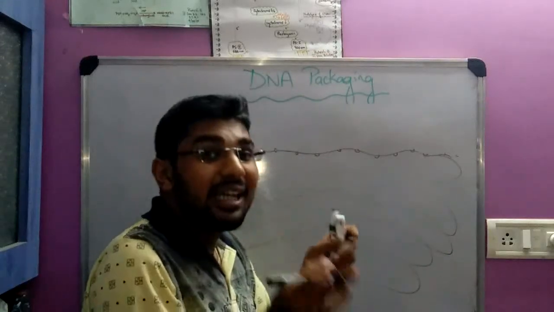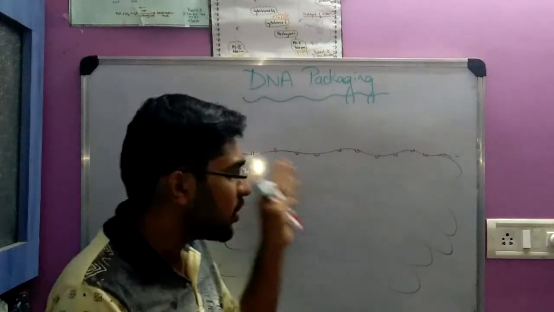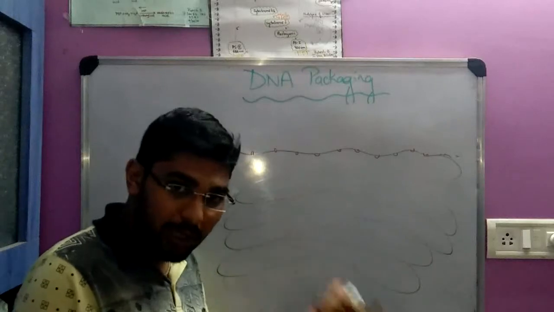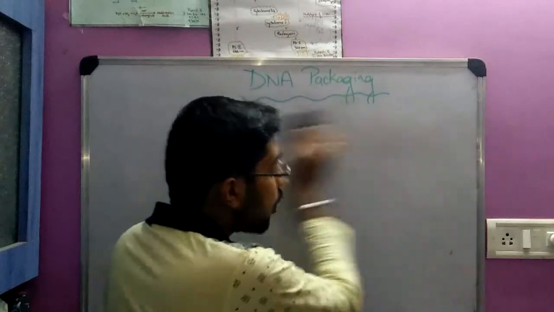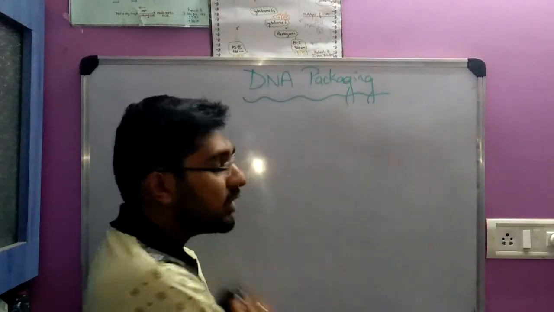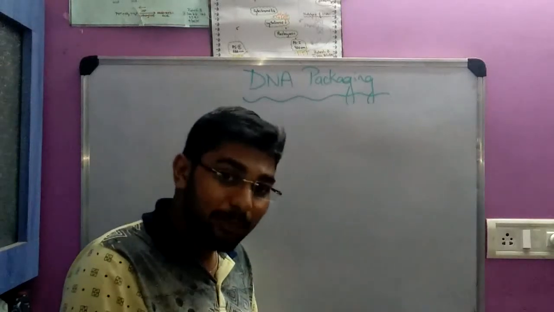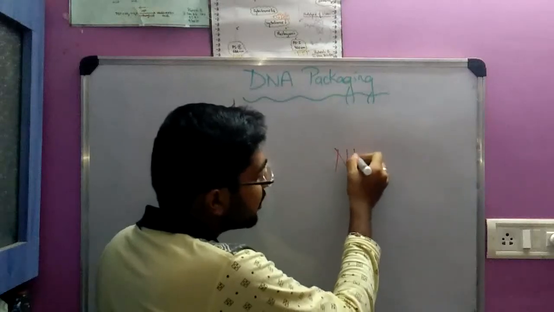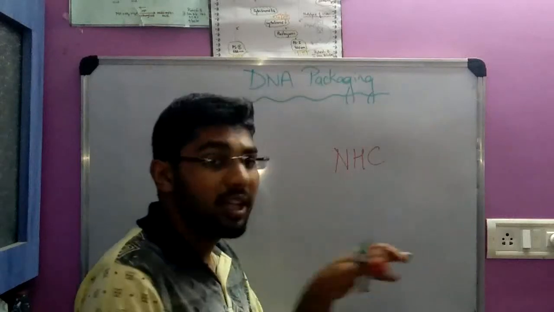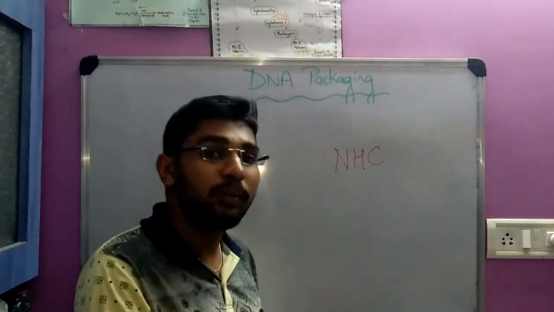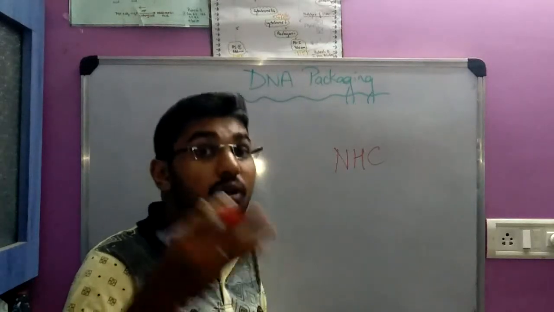This condenses, thickens, shortens, and coils to form a chromosome. Such a long thread or filament is called chromonemma, along with the nucleosomes. It thickens, shortens, and coils to form a chromosome. For this process to occur, for this association, you require a special type of protein called NHC protein, or non-histone chromosomal protein. These are not histones, because these proteins help in making this chromonema, or thread-like filament, into a chromosome.